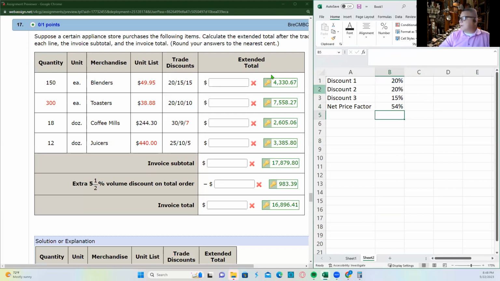Now, our net price factor on this particular thing here is going to be 54%. Let's do a quantity. Let's do a list price. Our quantity on this is going to be 150. Just a number.